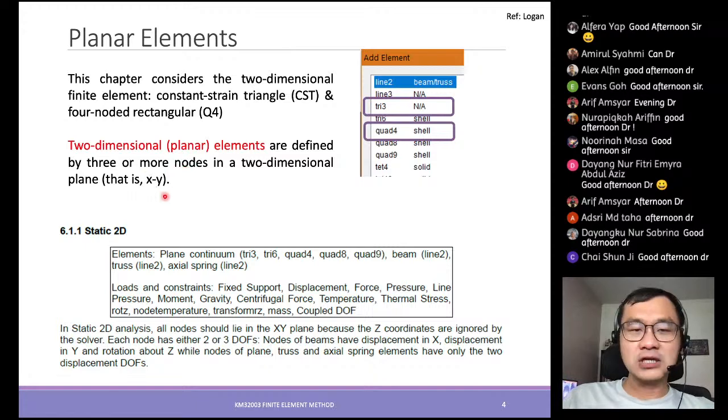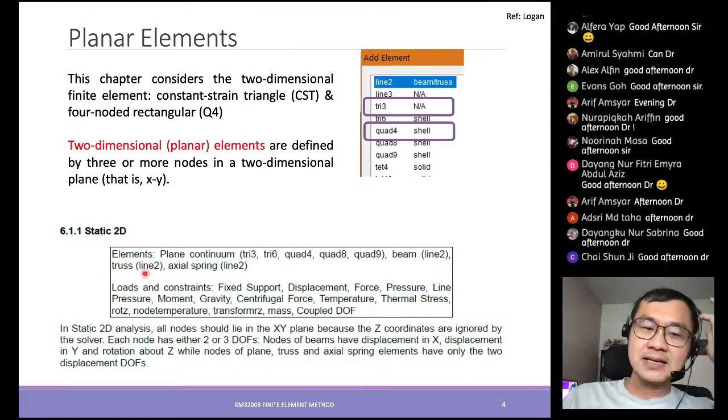If we intend to use a planar or two-dimensional element, then this element should have three or more nodes. For example, for the constant strain triangular element, CST, there are 3 nodes. For the Q4 there are 4 nodes, and so on. As you can see from the LISA menu, for a static two-dimensional element you can use different types of shell elements, like Tri 3, Tri 6, Quad 4, Quad 8, Quad 9. Also, you can use beam and so on.